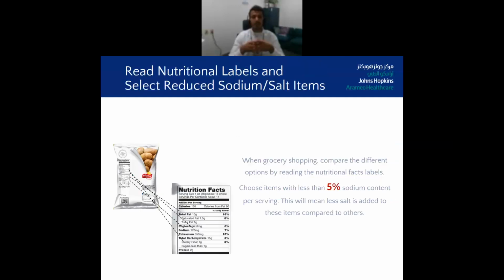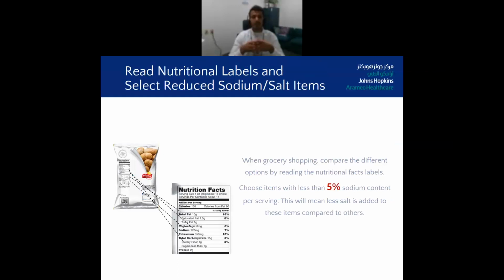And one of the ways to make a smart and educated decision when purchasing a product is to read the nutritional labels and select reduced sodium and salt items. So when you are grocery shopping, compare all the different options by reading the nutrition fact labels. Try to choose items with less than 5% sodium content per serving. This will mean less salt added to these items compared to others.